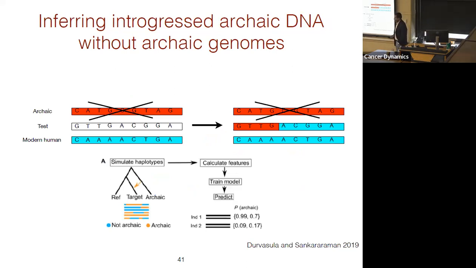So in the second analysis, we went back to our question of whether we can identify these segments without access to archaic reference genomes. And the idea behind this approach is the following, where we simulate haplotypes under a specific demographic model. We then calculate population genetic features and train a model that predicts archaic ancestry without having reference to an archaic genome.